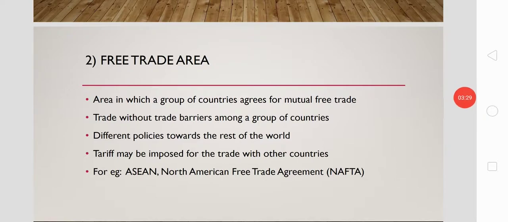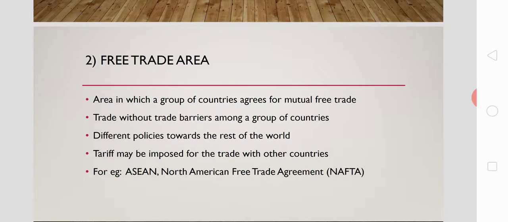Second one is free trade area. This is comparatively an advanced form of economic integration compared to preferential trade area. A free trade area is an area in which a group of nations agrees to mutual trade without any restriction or with minimum restriction. Inside the free trade area, commodities or services are free from restrictions. In general, more commodities are free from trade restrictions. The tariff barriers and non-tariff barriers are minimal, but the nations in a free trade bloc will have their own different policies with the rest of the world.